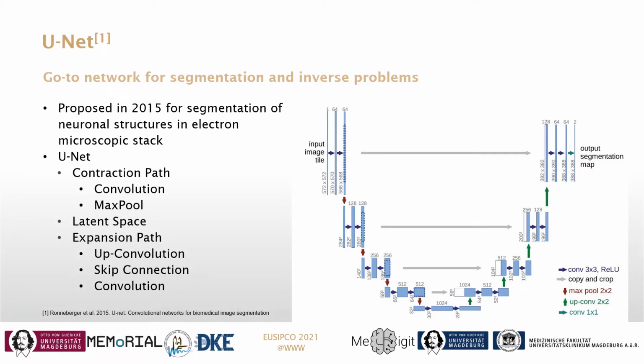In recent years, the UNet model has been widely used for various segmentation and inverse problems. It was originally proposed in 2015 for segmentation of neuronal structures in electron microscopic stacks. Roughly, a UNet can be divided into three parts. First is the contraction path, which includes convolution and max pool layers. Then is the latent space, and finally is the expansion path, which includes up-convolution and convolution layers, along with skip connections coming from the contraction path.